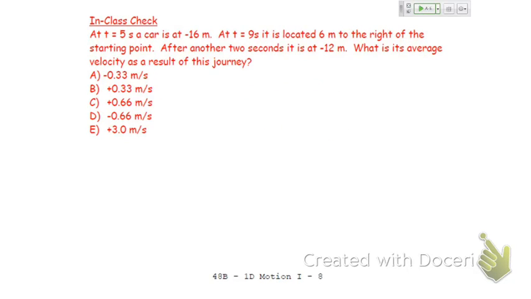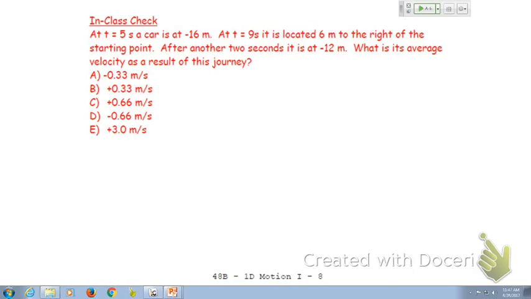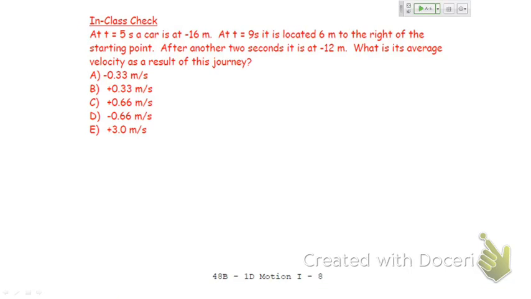Cool. Can you have a go at that one for me, please? So let's have a look at this. Let's have a look at t equals 5 seconds. A car is at minus 16, so we have here minus 16, and it's at t equals 5 seconds. At t equals 9 seconds, it's located 6 meters to the right of the starting point. So this would be minus 10, and that would be 9 seconds. It's 6 meters to the right of the starting point, so I went like that.